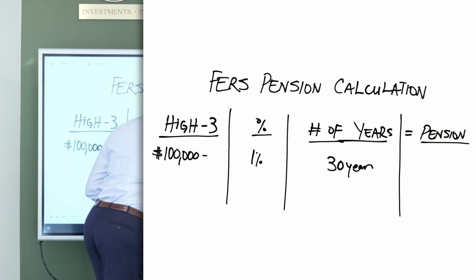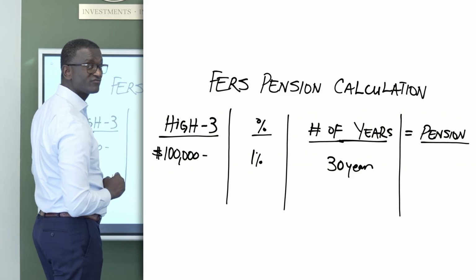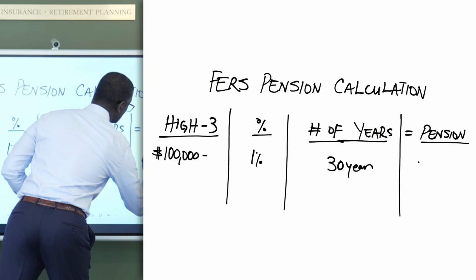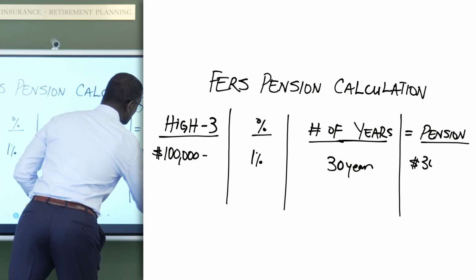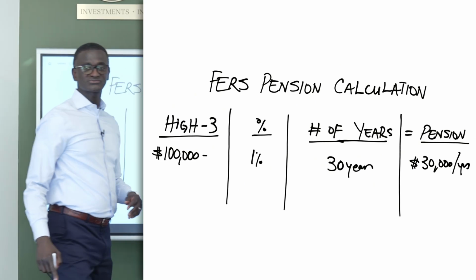So now, how do you calculate your pension? They'll take your high 3 average, and you take 1% by 30, then that'll give you about what? $30,000 per year. So that means your pension comes down to $30,000, okay?